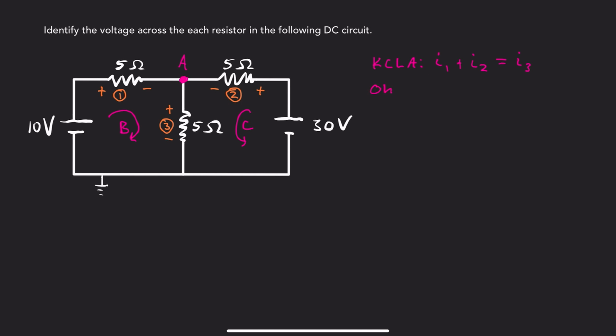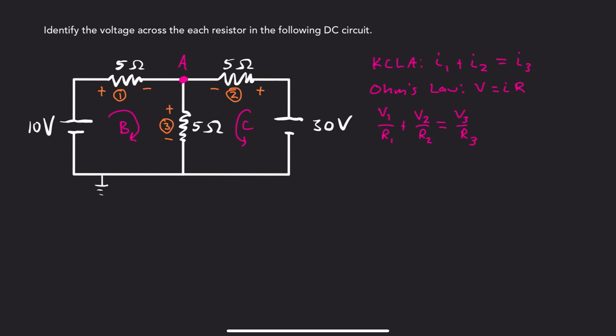We know from Ohm's law that V is equal to IR. And since we're asked to solve for voltages, I'm going to rewrite this first equation in terms of voltages. So I will be equal to V divided by R. So if we rewrite the equation, we get V1 by R1 plus V2 by R2 equals V3 by R3.